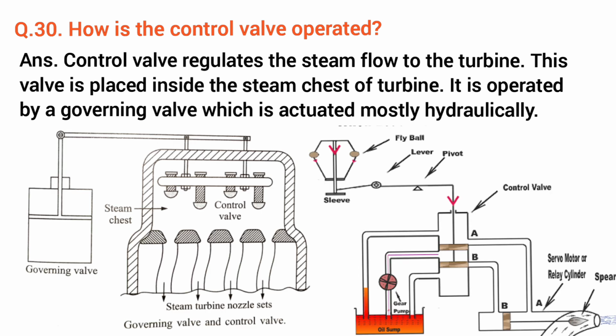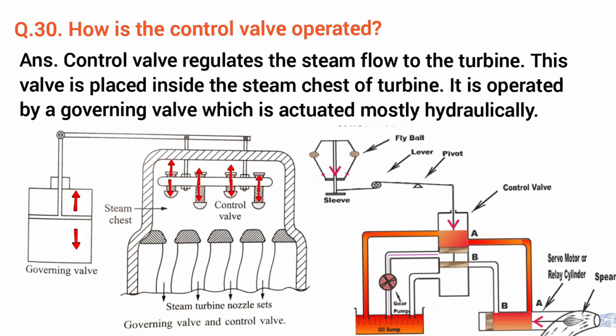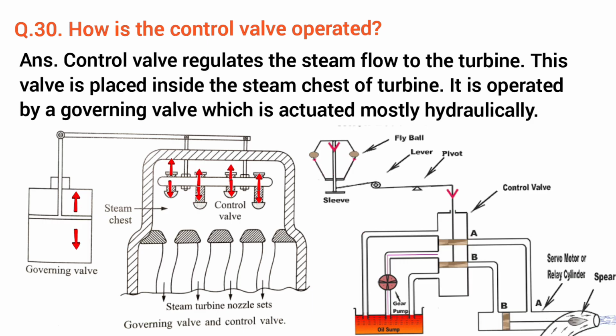How is the control valve operated? Control valve regulates the steam flow to the turbine. This valve is placed inside the steam chest of turbine. It is operated by a governing valve which is actuated mostly hydraulically.